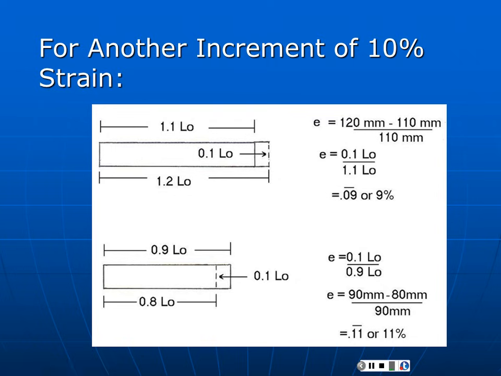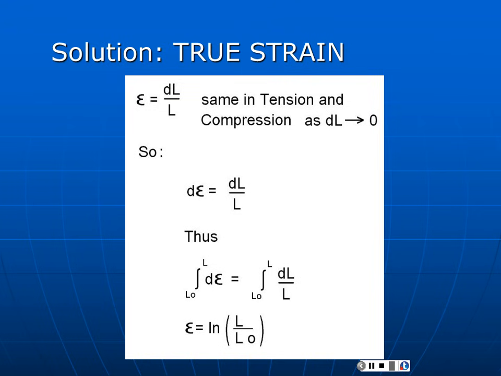Now, how do we fix it? Well, we got to go calculus. If my change in length is infinitesimally small, then strain will be perfectly the same in tension and compression. Change in length over length, perfectly the same in tension and compression if dL is approaching 0 in magnitude. Now, you can't really approach 0. This is a calculus concept, right? The concept of the limit. So what we get is an increment of strain is going to be an increment of change in length, divided by the original length.